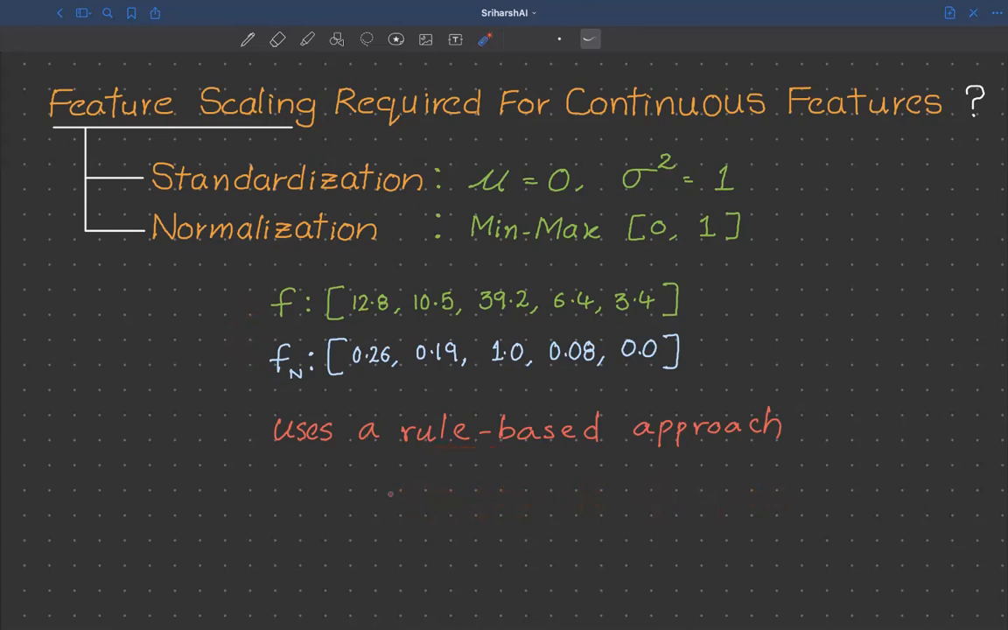All we care about is whether the feature is less than or equal to some value, or greater than some value, but we don't really care about the scale of these values. Irrespective of the scale of these values, we always get the same splits, and the same splits will have the same impurities. So feature scaling is not required for continuous features in the case of decision trees.